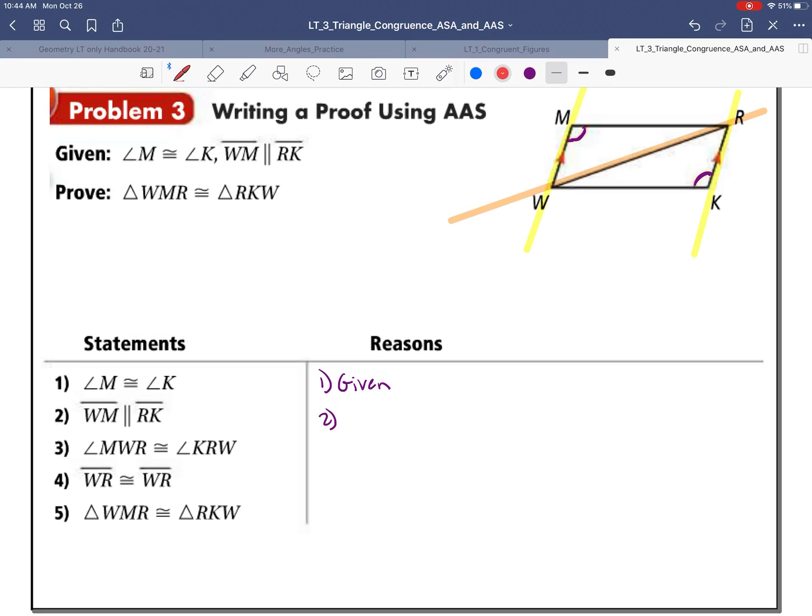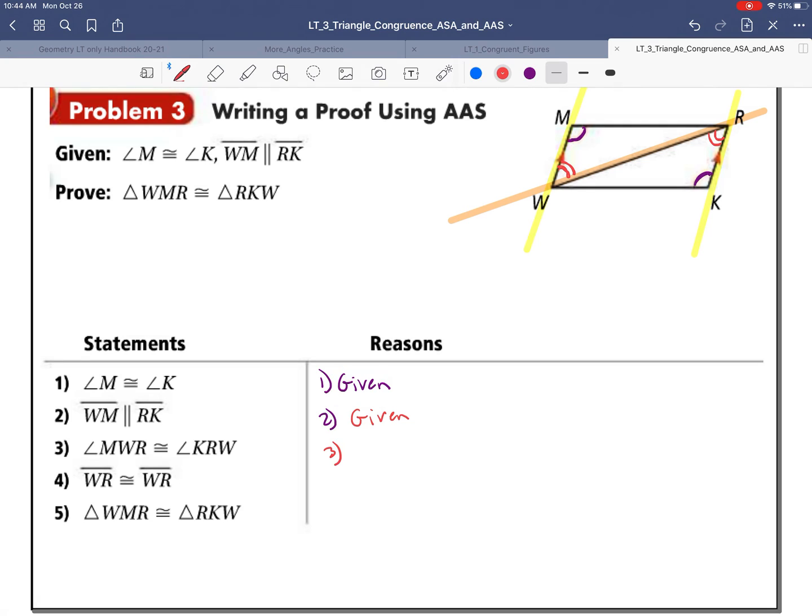Now, these are parallel because of given as well. Now, what allows you to say angle MWR, this angle, I'm going to do two arcs, is congruent to KRW, these two arcs there. So what allows you to say those two angles are congruent? Now think back to Unit 3. You've got parallel lines cut by the transversal. What allows you to say those two angles are congruent?